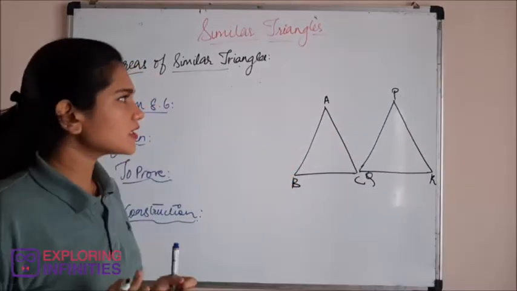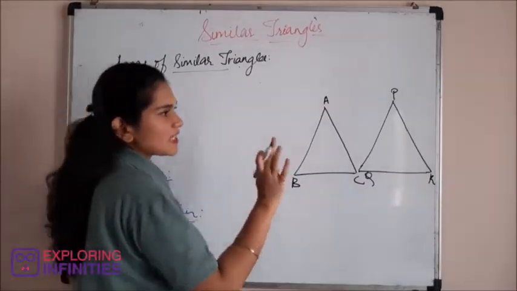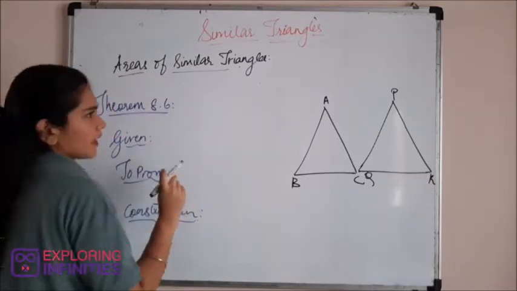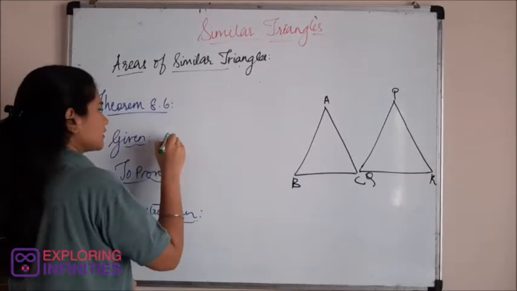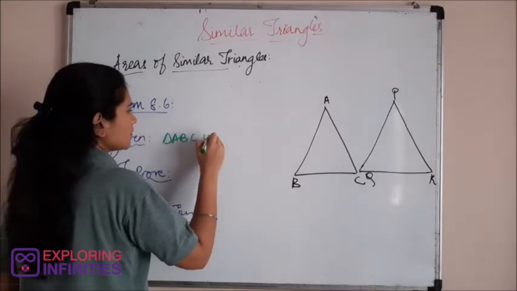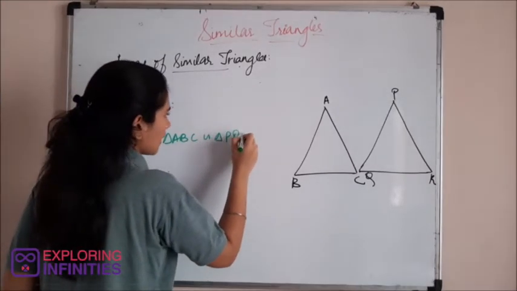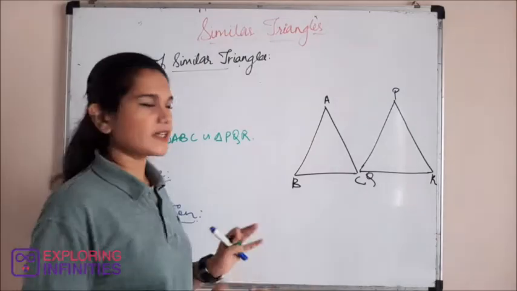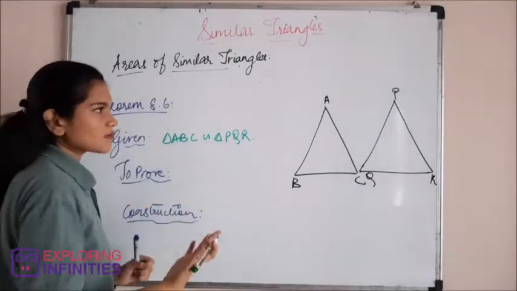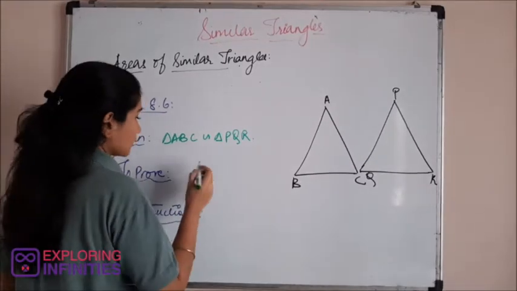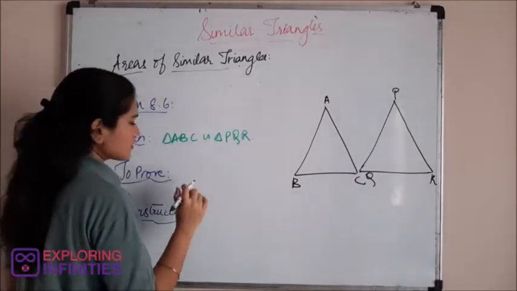So here we have these two triangles, triangle ABC and triangle PQR, and we'll fill in these blanks. So firstly, what is given: that triangle ABC is similar to triangle PQR. That is already given to us. Now what do we have to prove? And that is what the theorem states, the ratio of the areas of these two triangles.